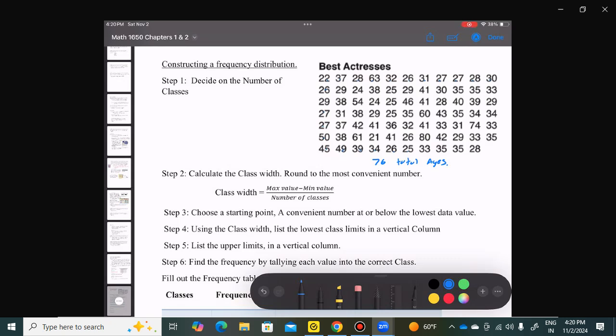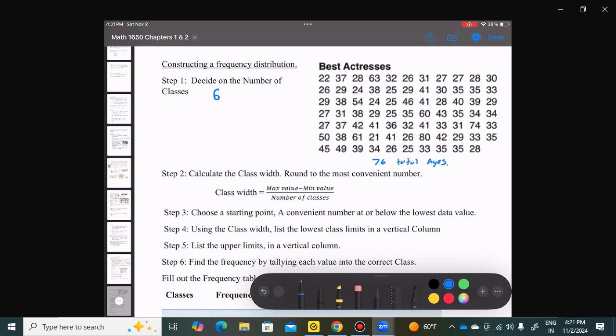We want to decide how many classes we want to choose. Usually it's anywhere from 5 to 20 when you have a decent amount of data. Too many classes, and maybe you don't have enough data values in each of the classes. Too little classes, and it just looks like one big class, or a couple of just big classes. So we're going to choose 6 here. 6 will be good. You're looking at about 12 or so data points per class.